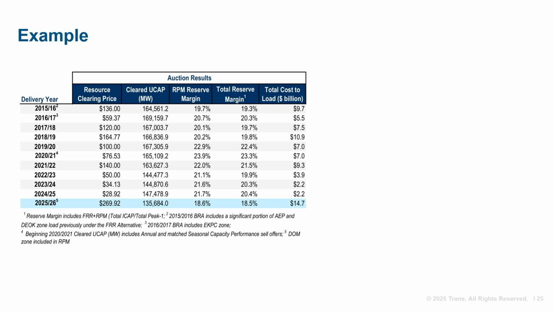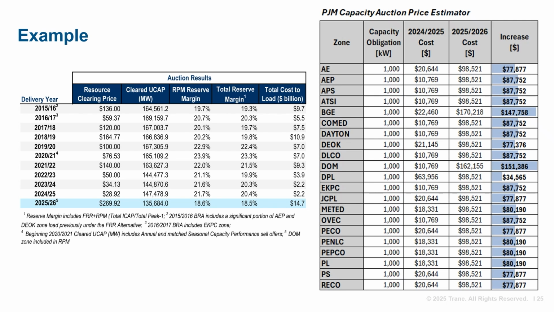For example, see this table taken from the 2025-2026 Base Residual Auction Report for the transmission company PJM Interconnection. The total cost to load for PJM went from a total of $2.2 billion in 2024-2025 to $14.7 billion for 2025-2026. Which zone within PJM's region the building is in, and how much electricity a building uses during the demand peak will determine how much more per kW that electricity will cost, which could be as much as $151,000 per megawatt of capacity.